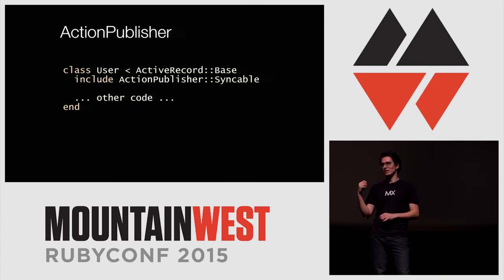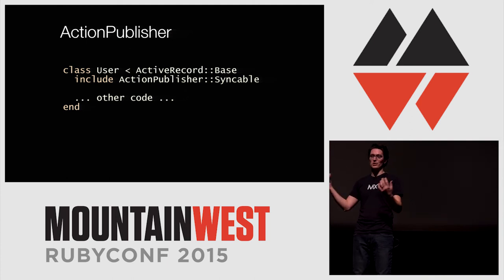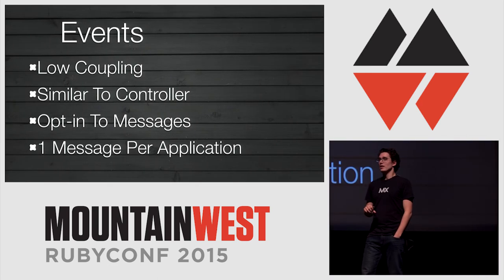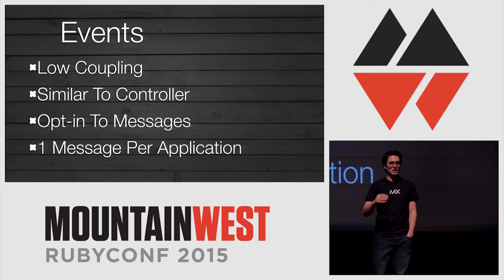But basically, the way it works right now is you have a module, you include it into an ActiveRecord object, because most of the time, the only things we care about publishing are lifecycle events for a resource that we manage. And so just by including that, it's going to create the after_commit hooks for you, and it'll publish things as necessary.